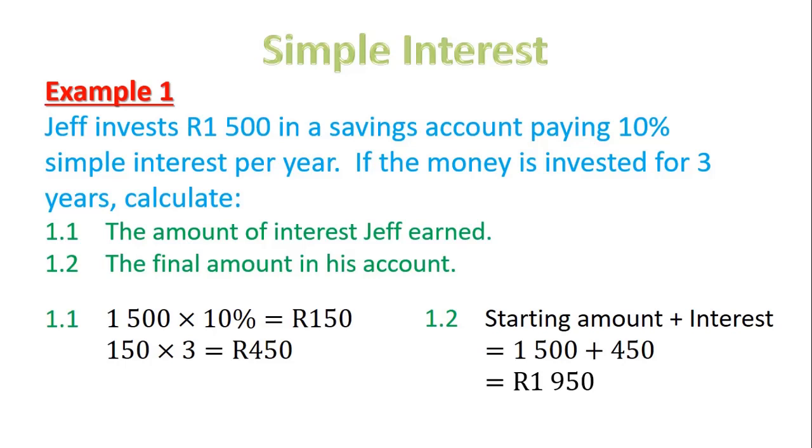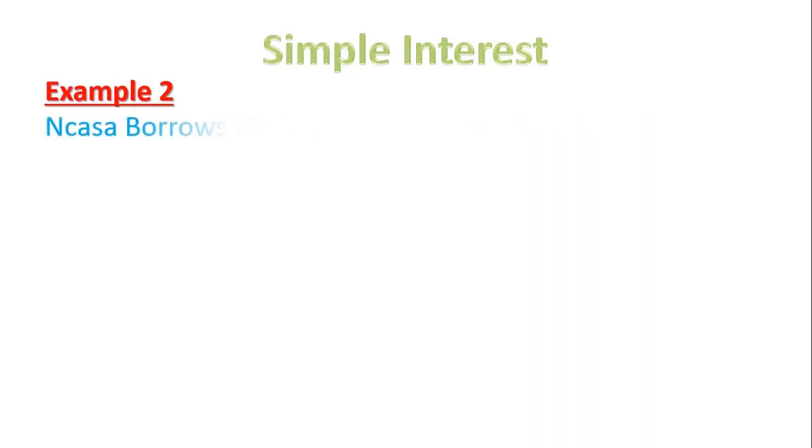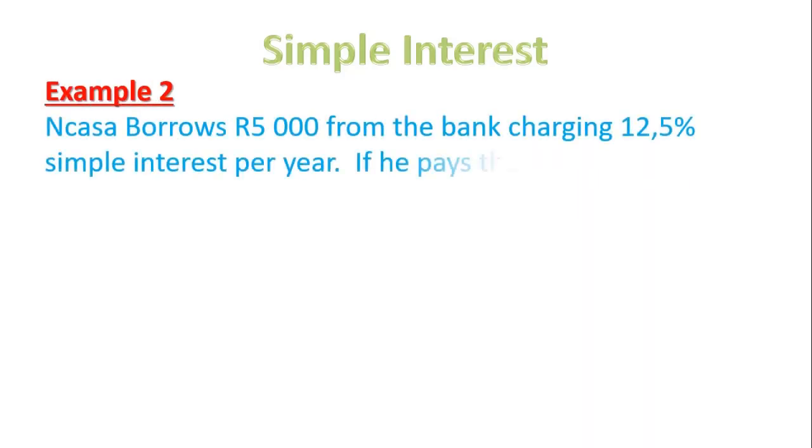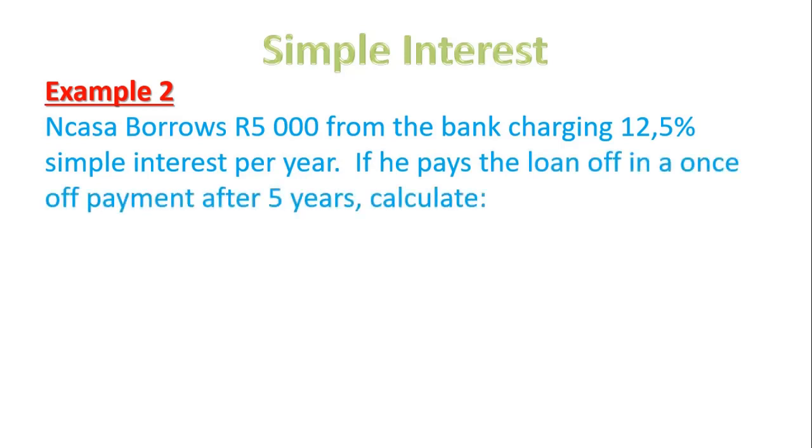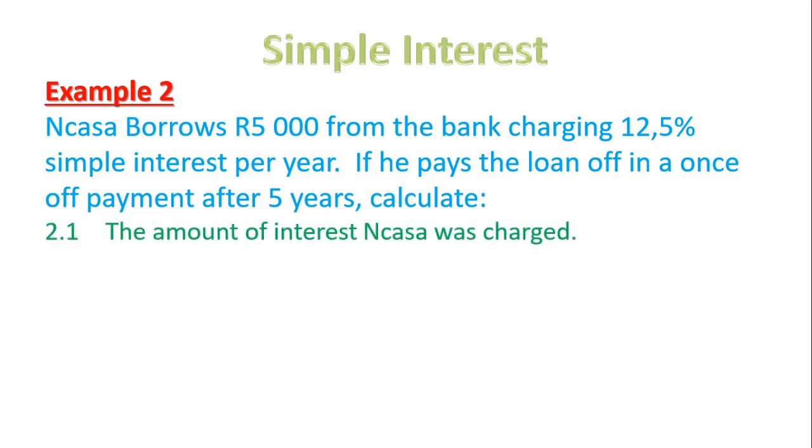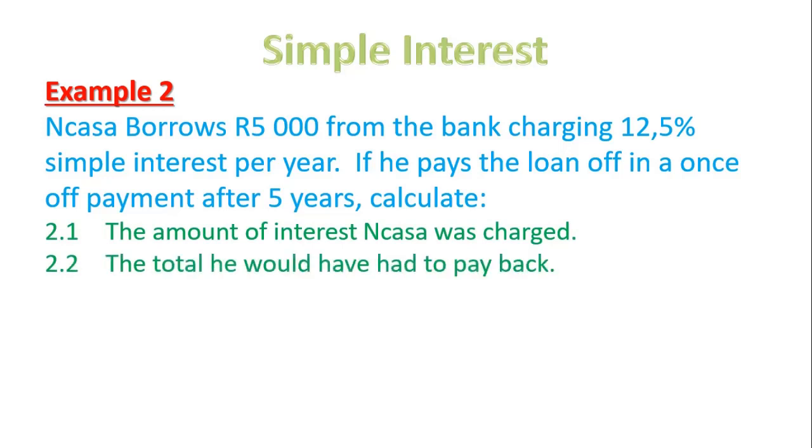And that's example 1. Let's look at example 2. Ngasa borrows 5,000 from the bank, charging 12.5% simple interest per year. If he pays the loan off in a once-off payment after 5 years, calculate the amount of interest Ngasa was charged and the total he would have to pay back. Alright, so we've got to work out the interest, and then once we've got the interest, our second part, or 2.2, we've got to work out the total amount. So let's have a look.